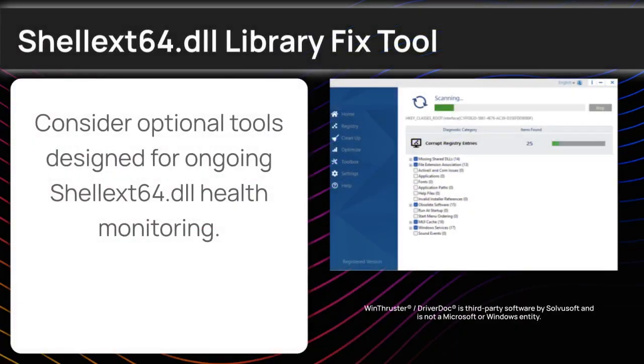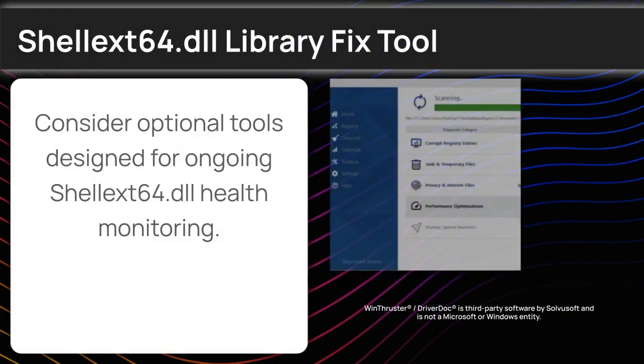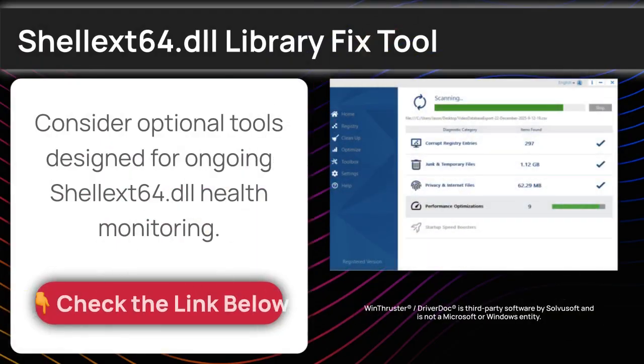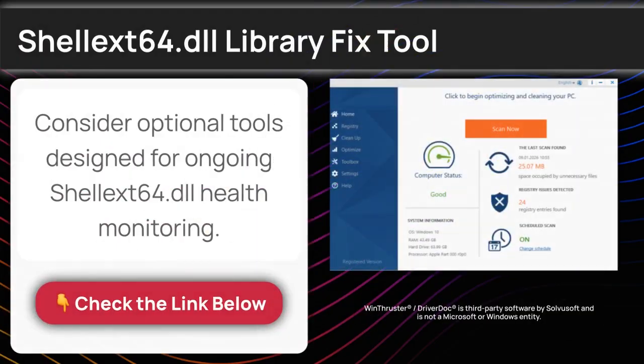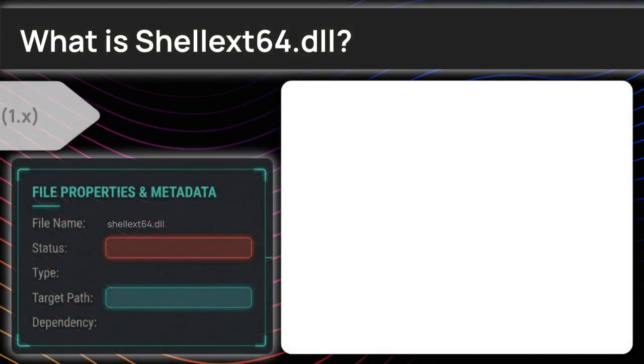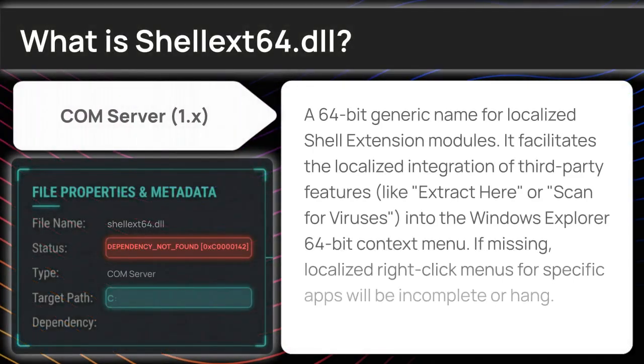To begin the walkthrough for shell extension 64, you can choose the manual path or use a resource designed for environment stability. This is the shell extension 64, a 64-bit generic name for localized shell extension modules. It facilitates the localized integration of third-party features, like extract here or scan for viruses, into the Windows Explorer 64-bit context menu. If missing, localized right-click menus for specific apps will be incomplete or hang.